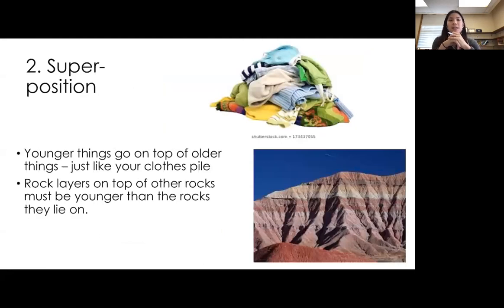The second principle is that of superposition, which basically means that younger things go on top of older things. Great analogy to this is your laundry pile. The first clothes that you threw down were the clothes that you wore longer ago, versus the clothes on top are the more recent clothes that you just wore. All of it should be washed though. So just like this, the rock layers form on top of each other. The rock layers on the bottom must be the oldest, and the rock layers on top must be the youngest.